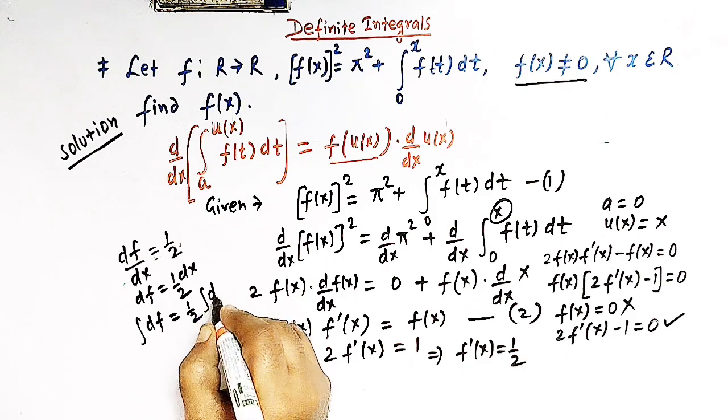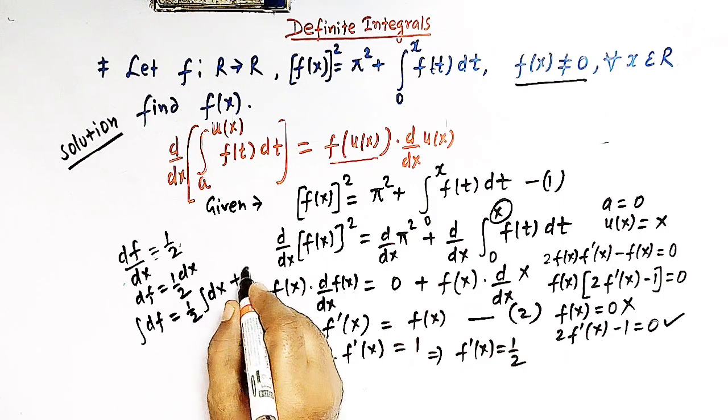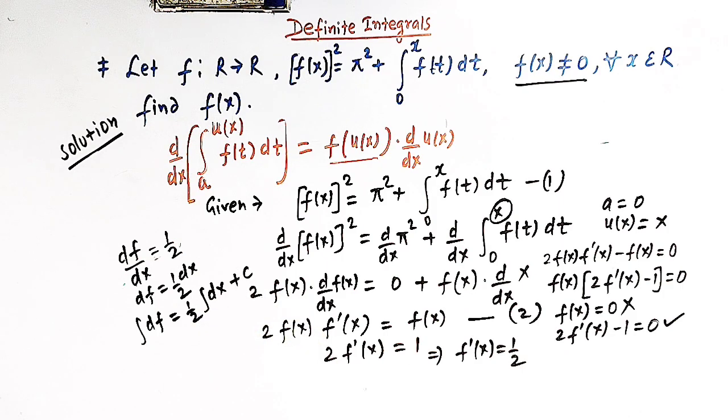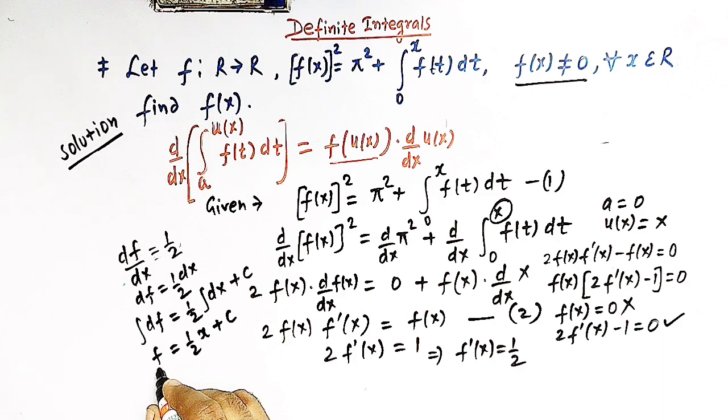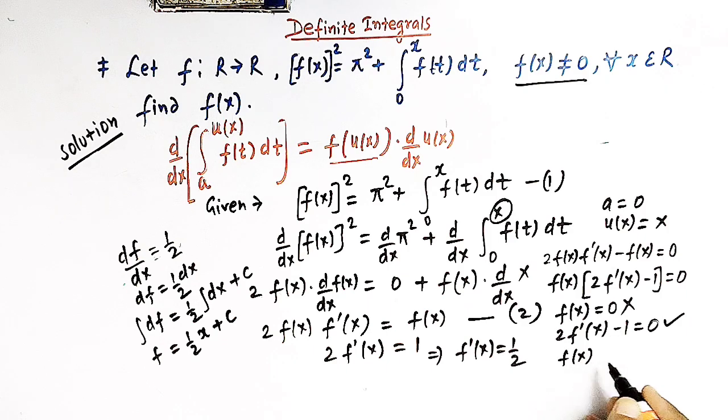half, and here we have integral dx, and c is the constant of integration. Now the integral df is simply f, and here we have half x. Integral dx is simply x, and c is the constant of integration, right? So now again writing f of x for f, we have the function f of x is equal to half x plus c, right?